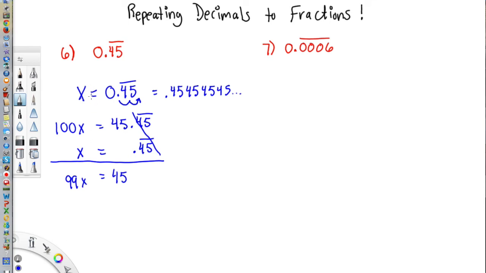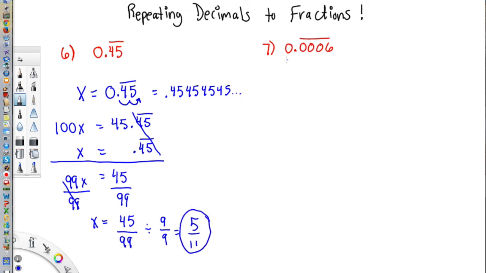I want to figure out what this repeating decimal is as a fraction, and sure enough, if I want to get 99x, how do I undo that? I divide it by 99. I undo multiplication with division, and what I do to one side of the equation, I must do to the other, and there I have it. x is equal to 45 99ths. And if I want to simplify this, which I do, I see that 45 and 99, I can factor a 9 out of both, and I am left with 5/11ths as my final answer in simplest form.